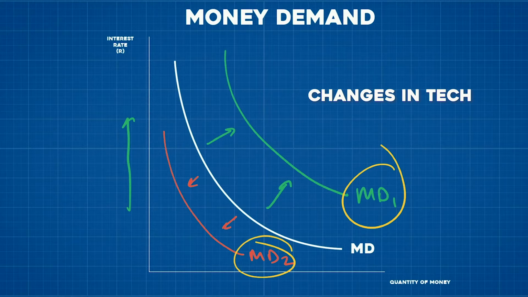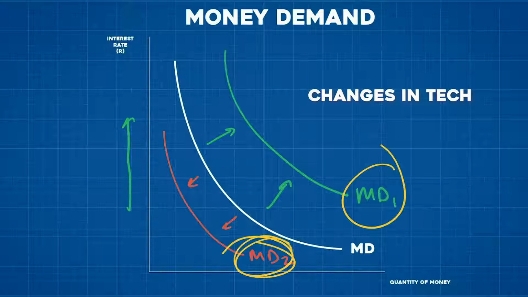Now that technology has advanced so far that we can swipe cards without having money, we demand less cash, and that has shifted the curve to the left. However, if someone suddenly broke the internet and the digital flow of money ceased, it would increase the demand for money, shifting the curve over here to the right.